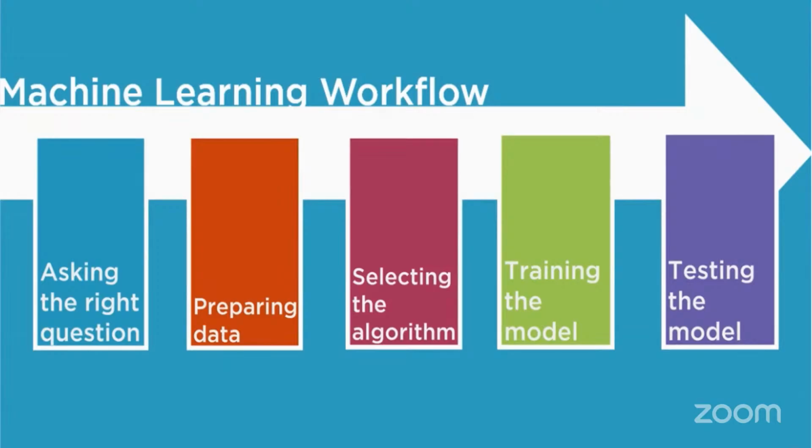Next is preparing the data. We are working on a machine learning project, so we need historical data. The data will be prepared, and we need to select an algorithm and train the model. By feeding this data to the algorithm, the output will be the model, and we'll be testing the model.